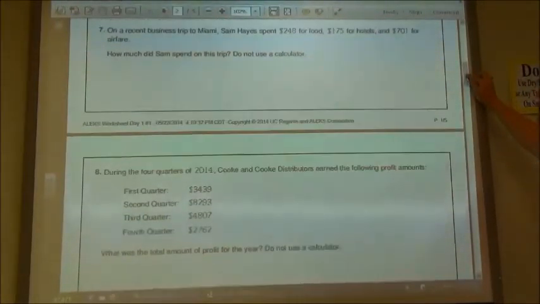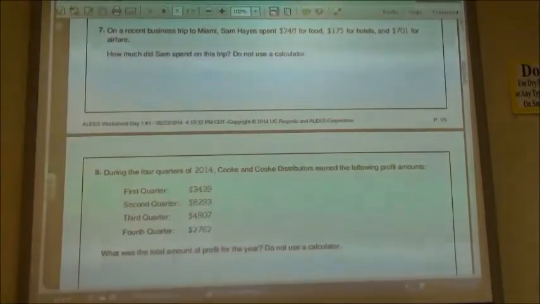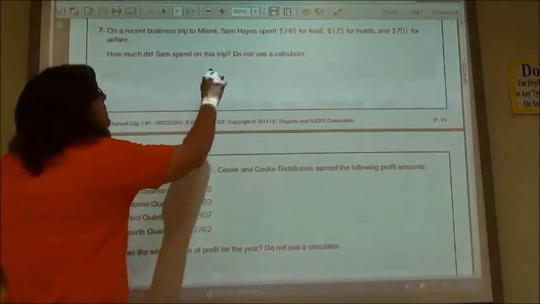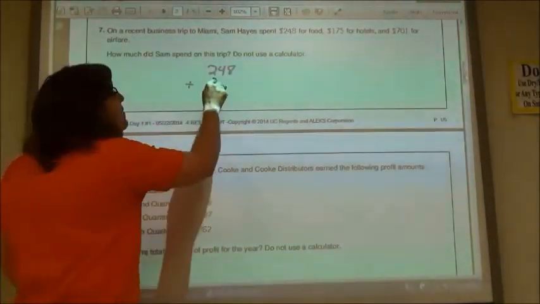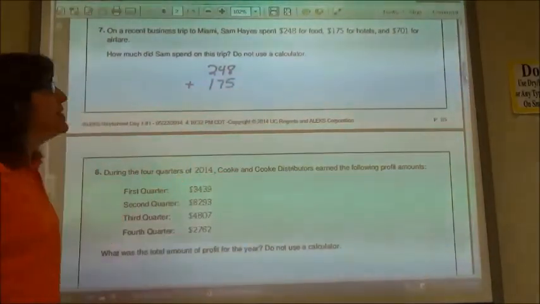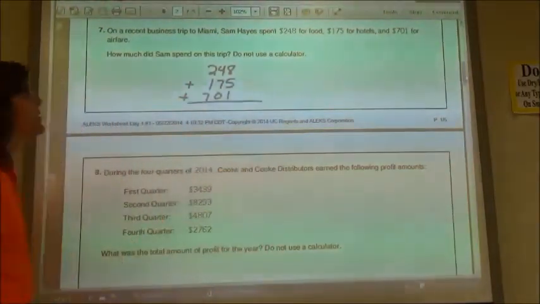Number 7, we have a big long table, so it's on 2 pages there, but I'll try to show both pages. It says, on a recent business trip to Miami, Sam Hayes spent $248 for food, $175 for hotels, and $701 for airfare. How much did Sam spend on this trip? Do not use a calculator. So I want to take my $248 that I spent on food. I'm going to add my $175 that I spent on the hotel, and I'm going to add $701, and I'm going to find my total.